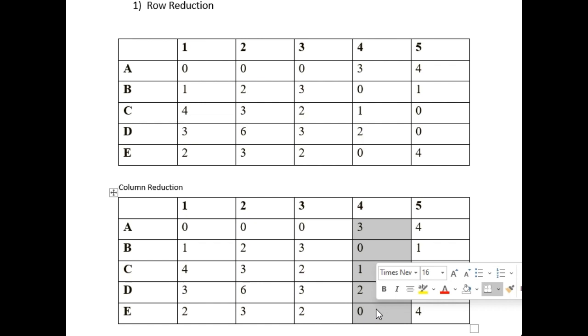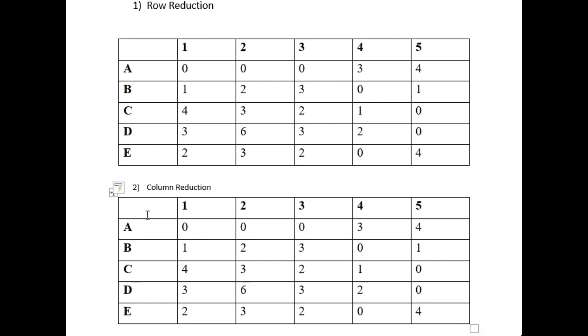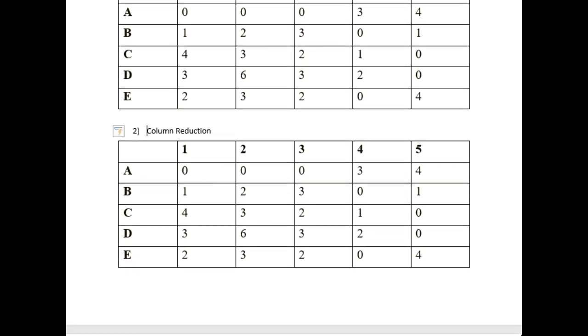And when we are going to subtract, the numbers become the same. So that column reduction table is the same as the row reduction table, right? So yes, this is our second step, the column reduction. After doing this column reduction, we are trying to make the lines which cover the maximum 0. So we are drawing the lines.